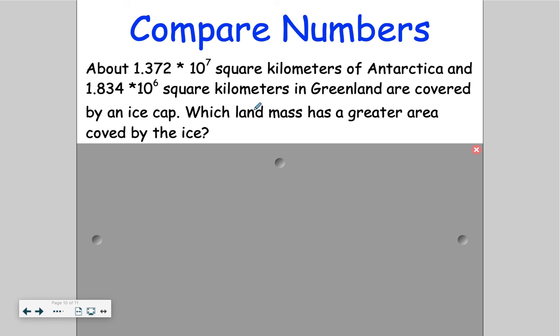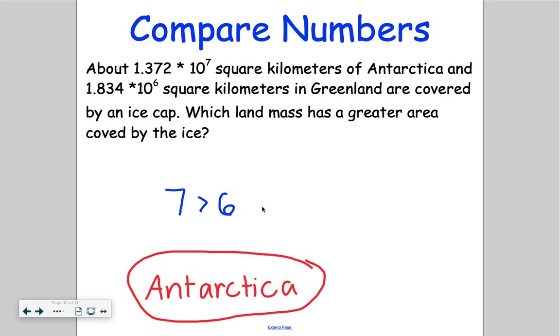For this last question, about 1.372 times 10 to the 7th power square kilometers of Antarctica and about 1.834 times 10 to the 6th square kilometers of Greenland are covered by ice caps. Which landmass has a greater area covered by the ice? Go ahead and try this one on your own. Because 7 is greater than 6, all we have to do is look at the exponents and determine that Antarctica has a larger ice cap coverage.